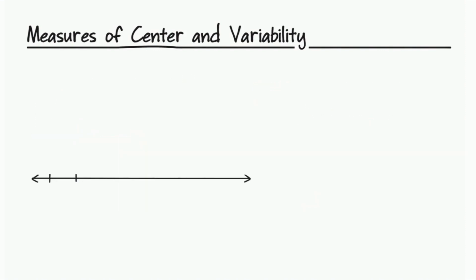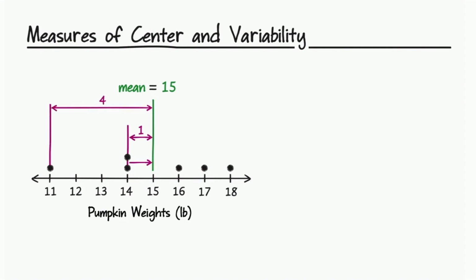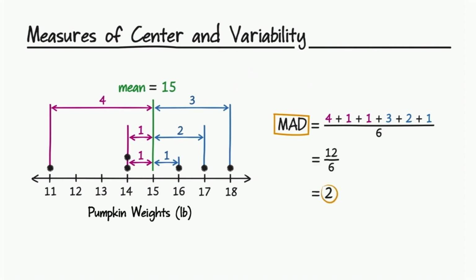Once students understand how to find the mean of a data set, they learn how to find a measure of variability associated with the mean. To do so, they first find the distance or deviation of each data value from the mean. Then they calculate the mean of these distances to find the mean absolute deviation, or MAD. The MAD represents the average distance of the data values from the mean of the data set.